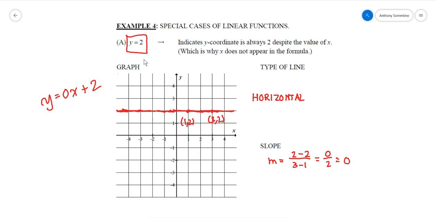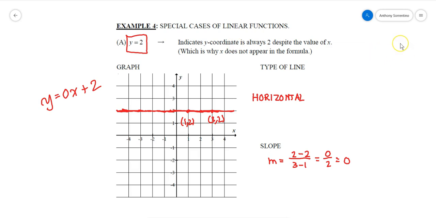This is a function. It passes the vertical line test, where obviously x equals -3, being a vertical line. Vertical lines don't pass the vertical line test. Sounds kind of weird, but remember, it's a vertical line test for functions. It's not a vertical line test for being a vertical line.